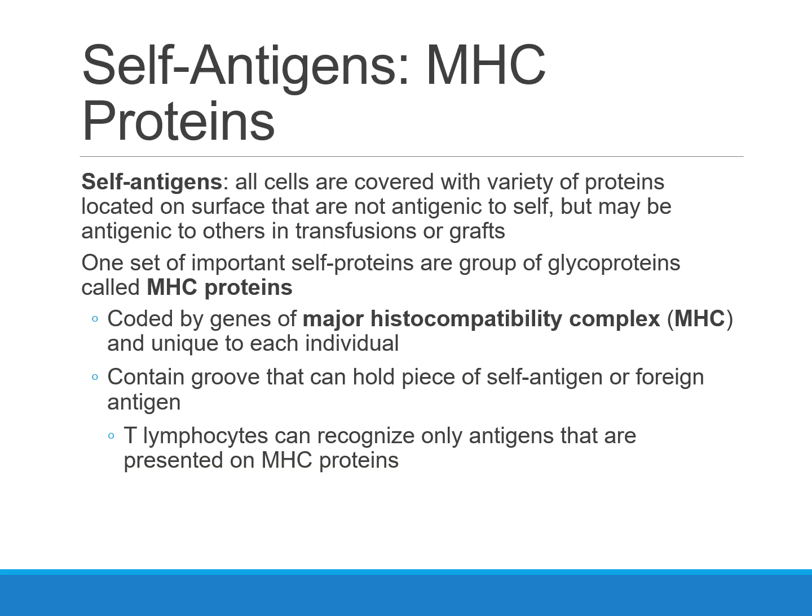Self-antigens: all of your cells are covered with a variety of proteins located on the surface. They are not antigenic to self, but may be antigenic to others in transfusion or grafts. So you basically have a flag that says, I belong, and all of your cells in your body know that that cell belongs to your body.